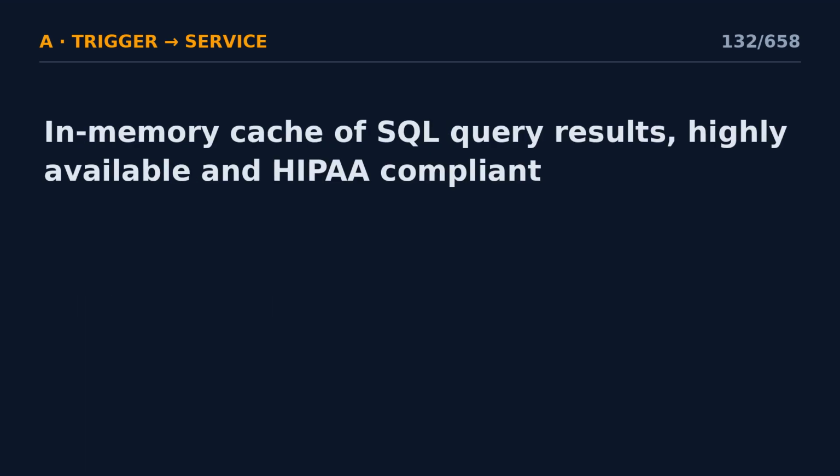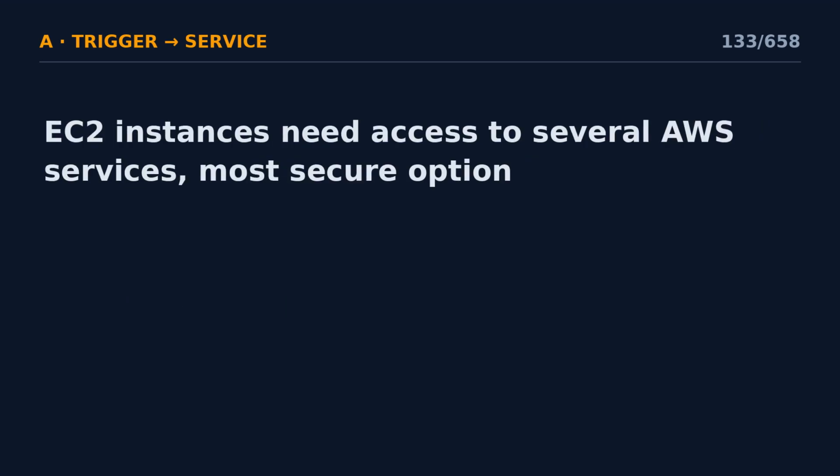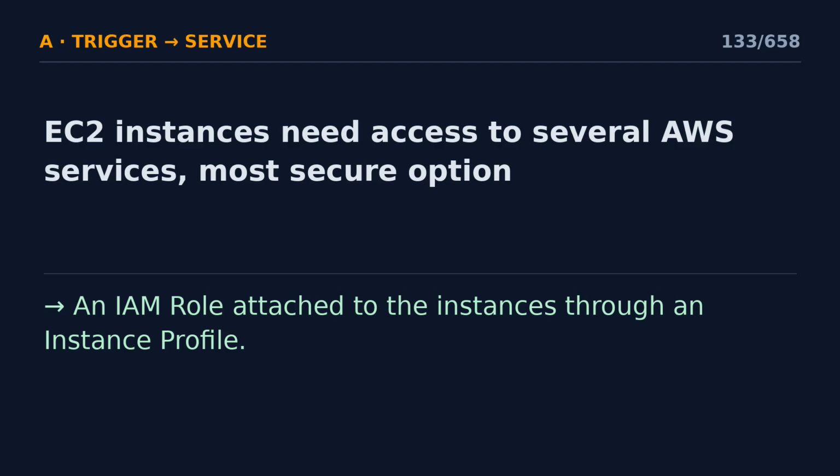In-memory cache of SQL query results, highly available and HIPAA compliant. Answer: ElastiCache for Redis. EC2 instances need access to several AWS services, most secure option. Answer: an IAM role attached to the instances through an instance profile.